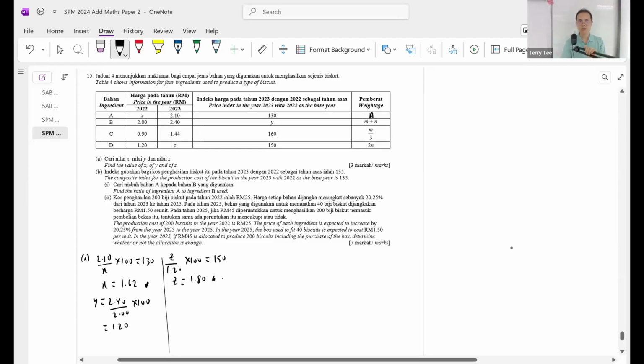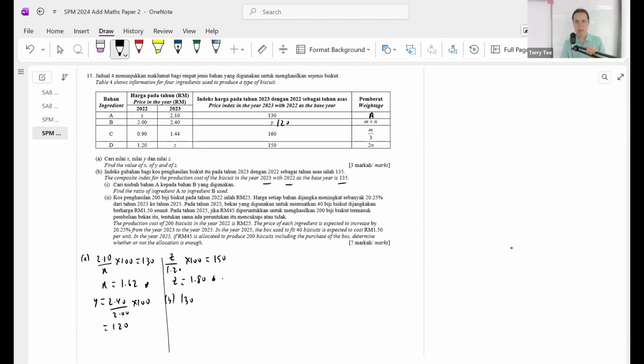Okay, no need to put RM because the price is already in RM. Now they say the composite index for the production cost of the biscuits in 2023, with 2022 as the base year, is 135. So find the ratio A to B. We know Y is 120. We know this weightage. This is N, by the way. So the composite index we know.